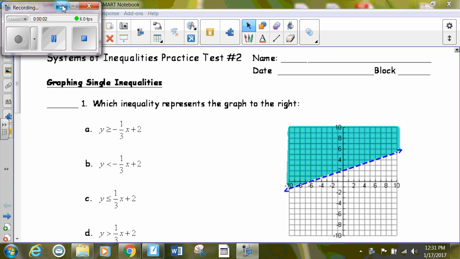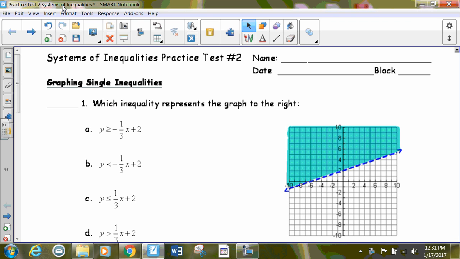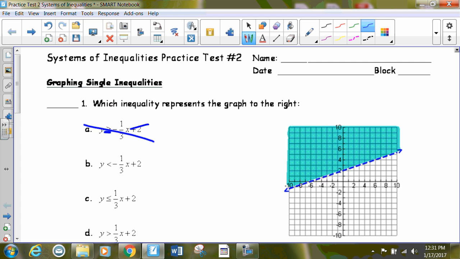Okay, let's get started with the systems of inequalities, practice test number 2. Looking at the graph on the right, we see that it has a dotted or dashed line, and we know that means A cannot be the answer, because if it were a solid line we would expect to see a solid line on the graph. So we know A is not the answer.